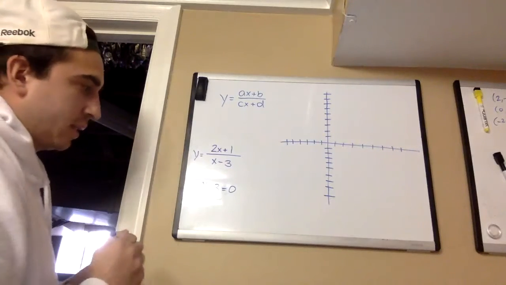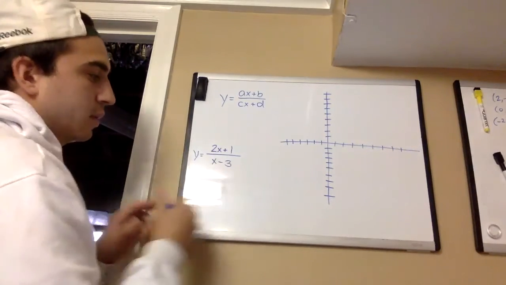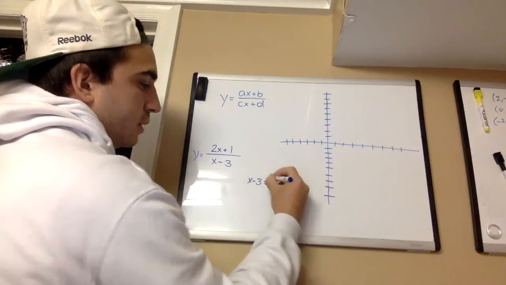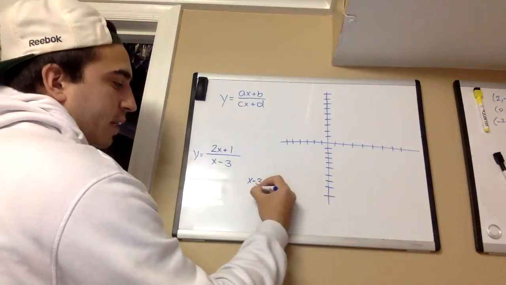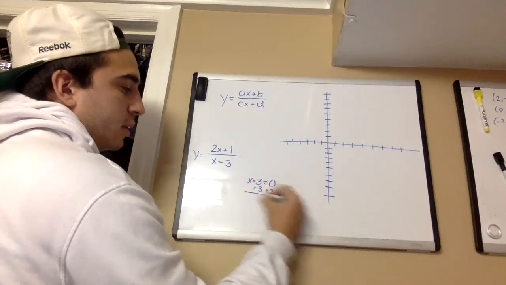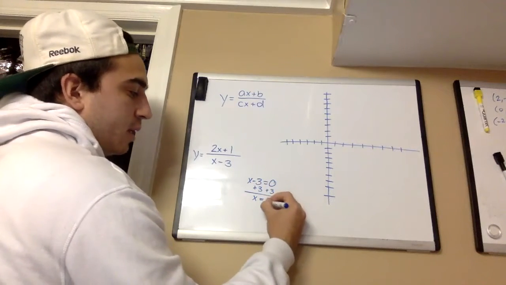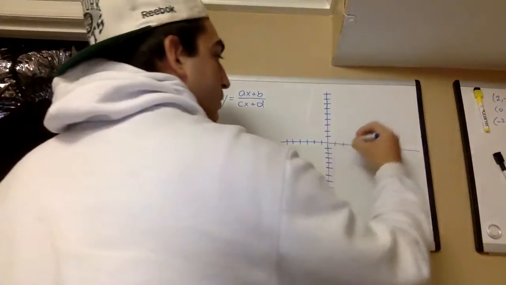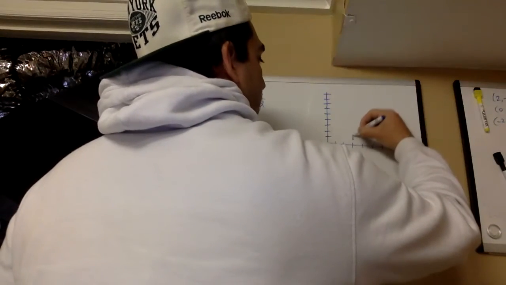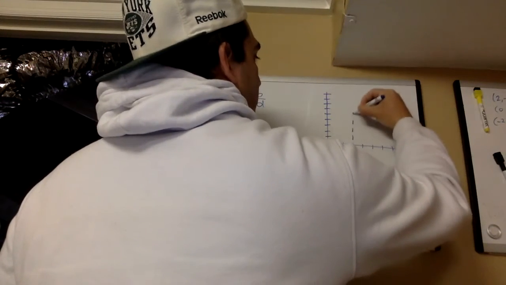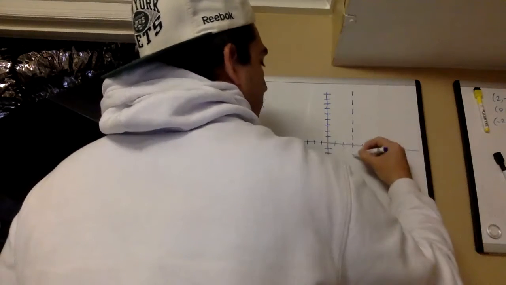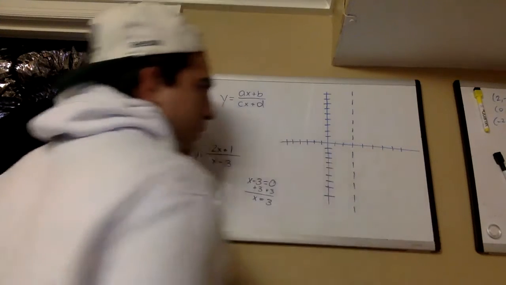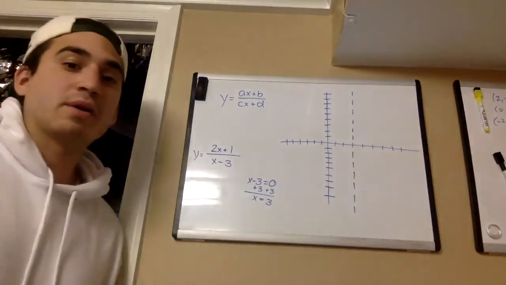Sorry, you guys can't see that. Let me just move it over real quick. So you have x minus 3 equals 0. In order to solve this, we add 3 to both sides. We end up getting x is equal to 3. So this is our vertical asymptote. So at x equals 3, I am going to draw a vertical asymptote. So that is how you get your vertical asymptote.